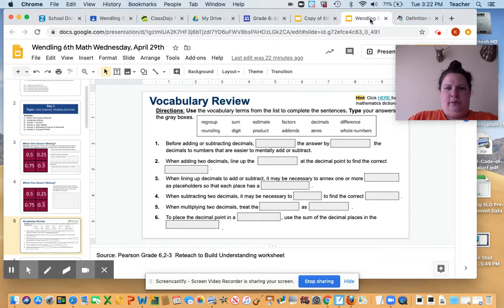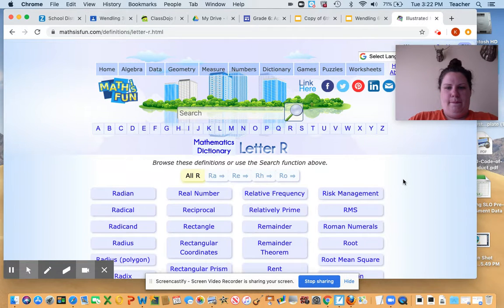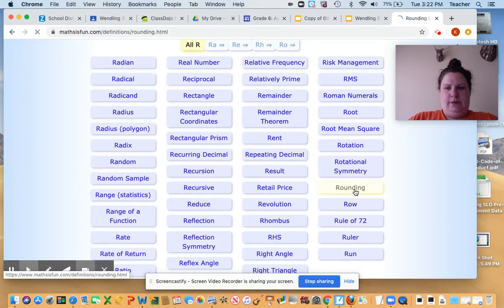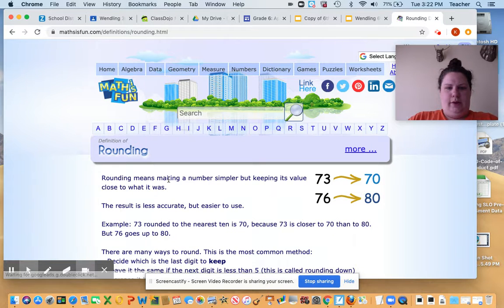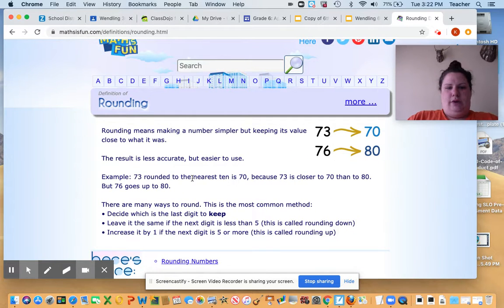Next is rounding. Rounding begins with R, R-O-U-N-D, rounding. Rounding means making a number simpler, but keeping its value close to what it was. For instance, 73, we can round to 70 because it's close to 70. 76, we can round to 80 because it's close to 80. The result is less accurate, but easier to use. Again, 73 rounded to the nearest 10 is 70 because 73 is closer to 70 than to 80. But 76 goes up to 80.